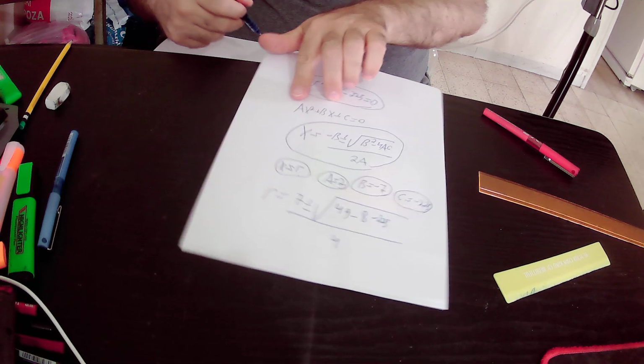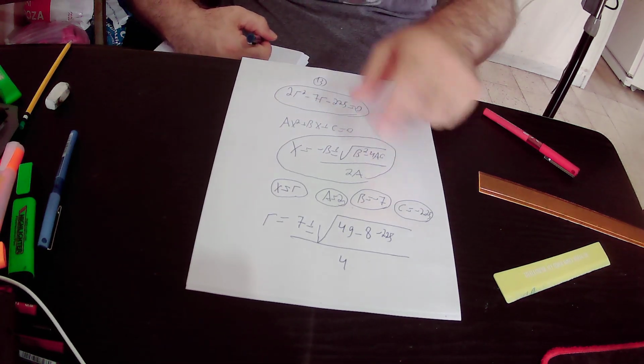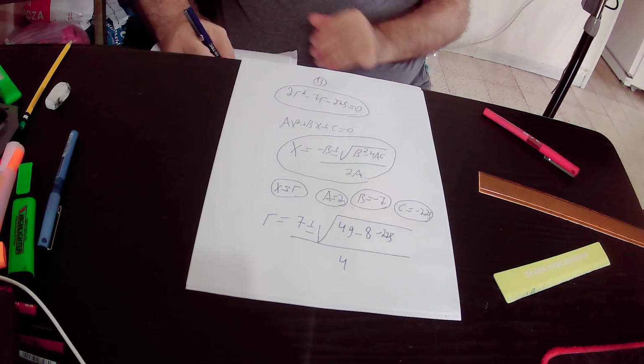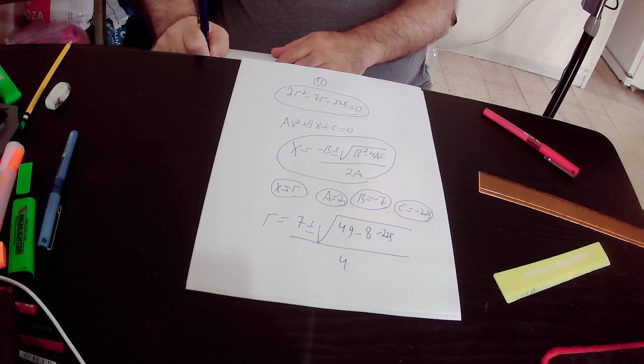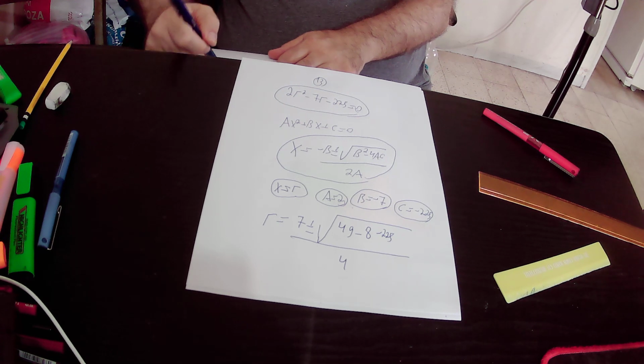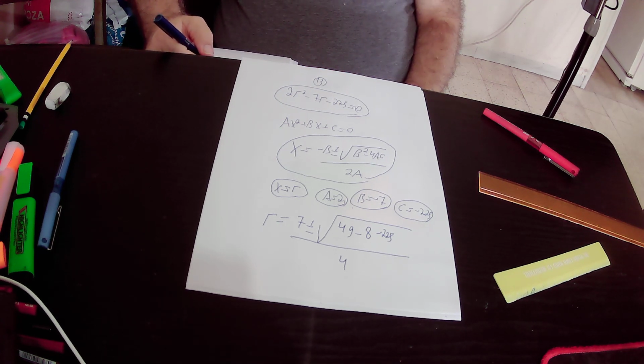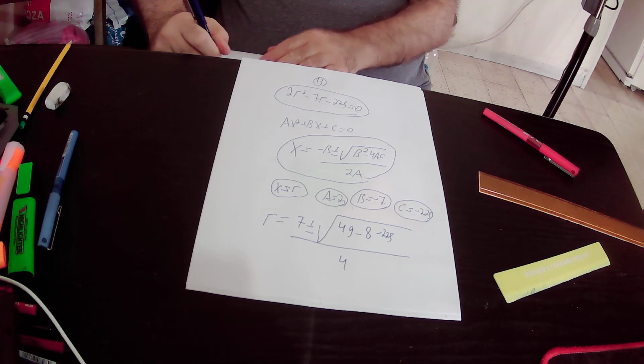So in total, we got that r equals this expression. So r equals 7 plus minus root of 49, and then we have minus 8 times minus 225 is 1800, over 4.